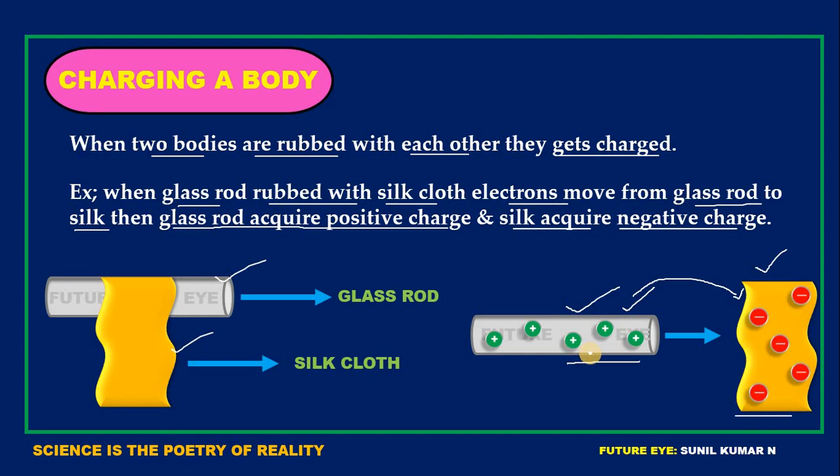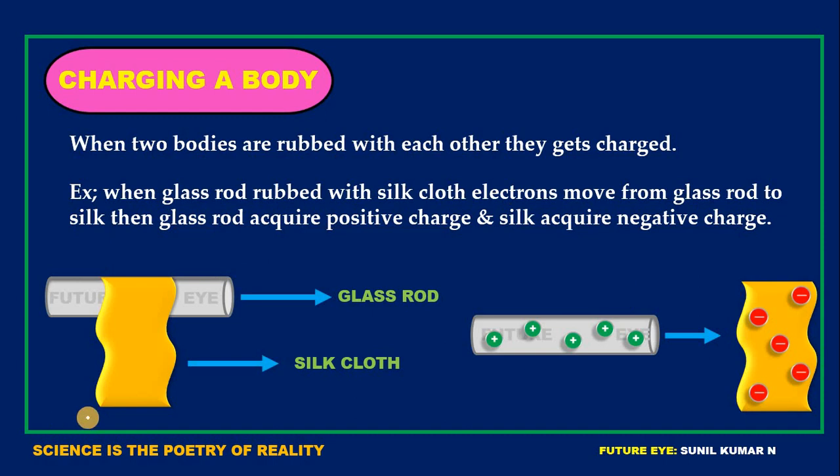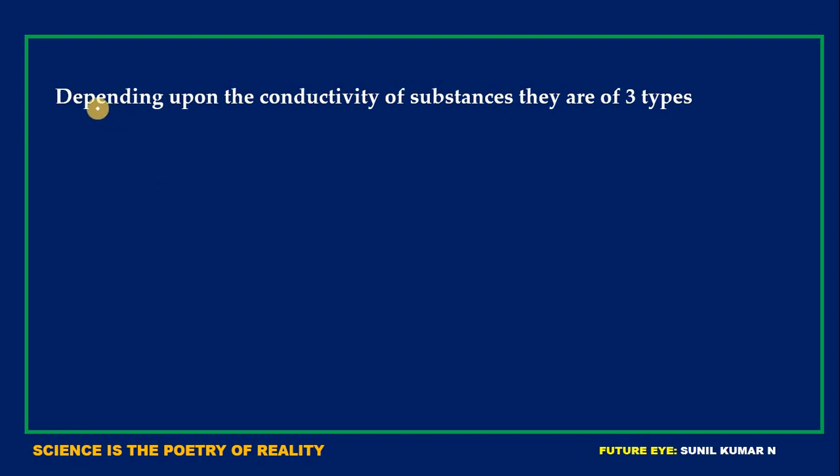Hence, in the glass rod, the number of positive charges has increased, but negative charges have decreased. When negative charges decrease, automatically it will be positive. But in the silk cloth, a few more negative charges have been added. Hence, it has got negatively charged particles. Hence, the glass rod is positive and the silk cloth has got negative charges. So next, let us move on to another thing.